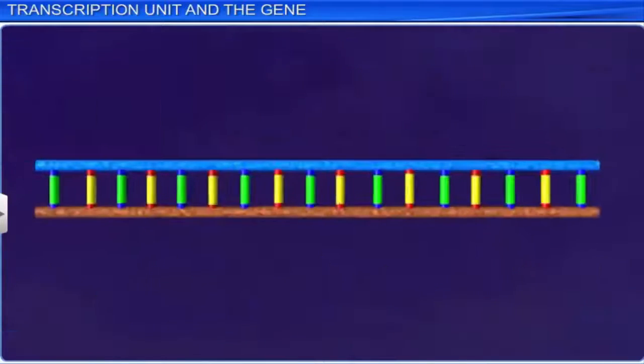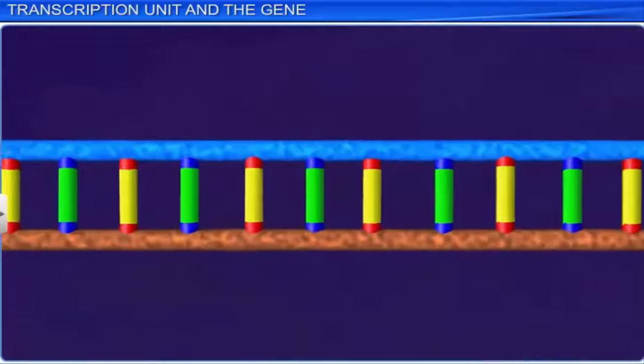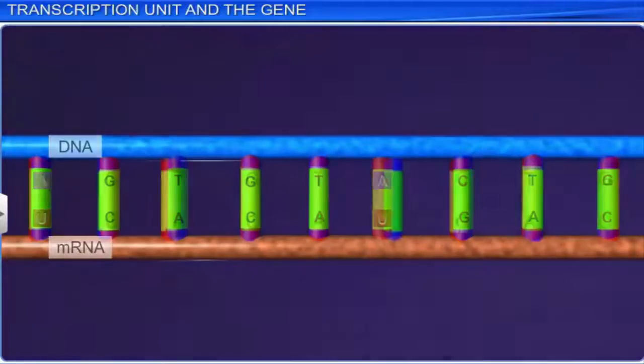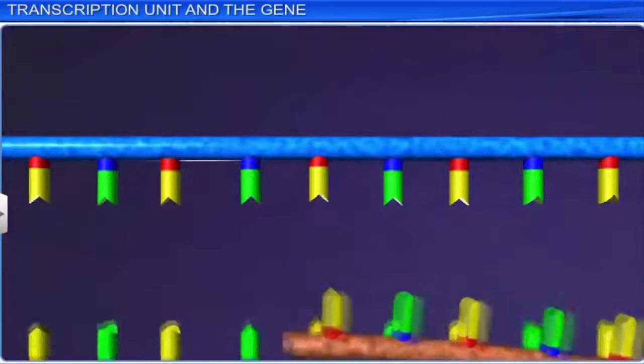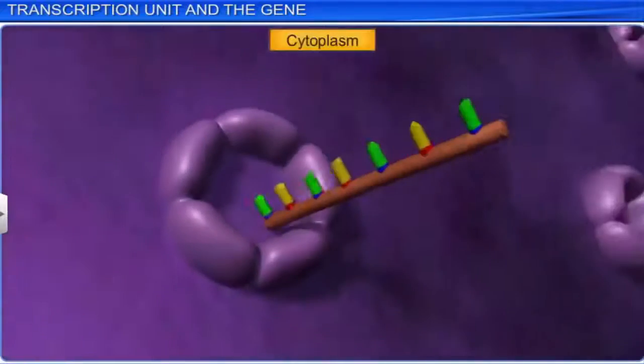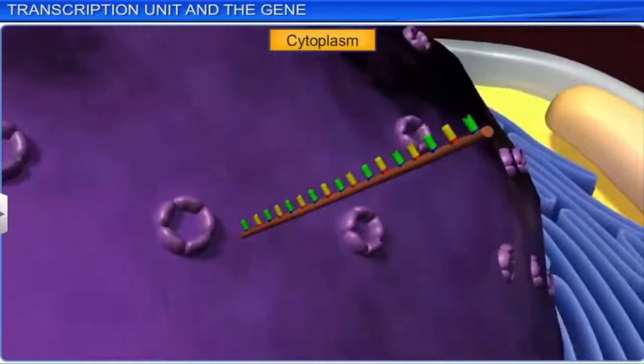It is governed by the principle of complementarity, with one exception, that adenine now forms a base pair with uracil instead of thymine. Messenger RNA carries the genetic information to the cytoplasm for protein synthesis, and hence it gets the name messenger.